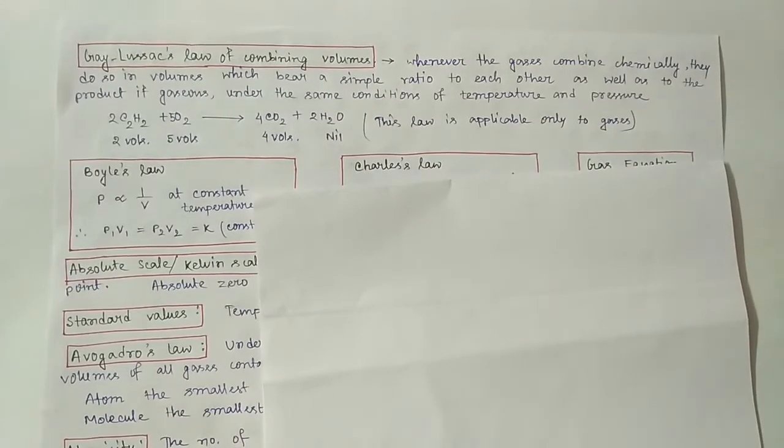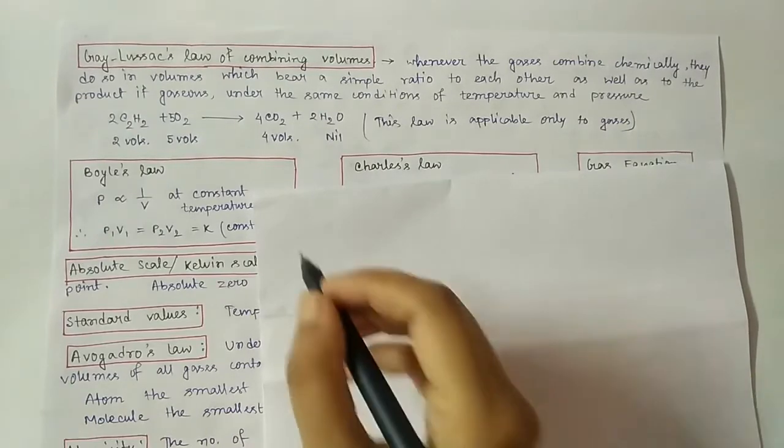In today's video we are going to learn about mole concept and stoichiometry. So the first concept in this chapter is Gay-Lussac's law of combining volumes. Actually, Gay-Lussac observed that to produce 2 liters of water, it needs 2 liters of hydrogen and 1 liter of oxygen. You can see this.